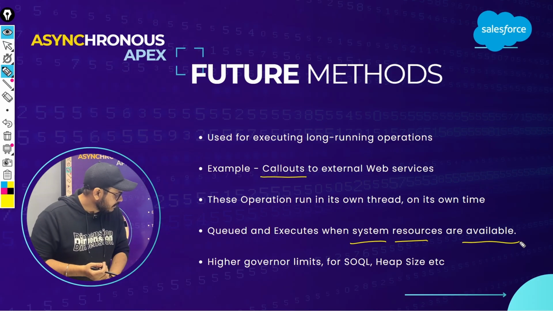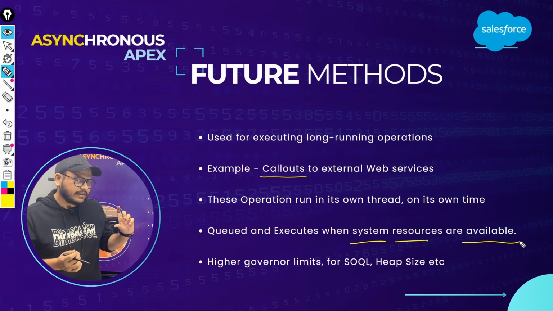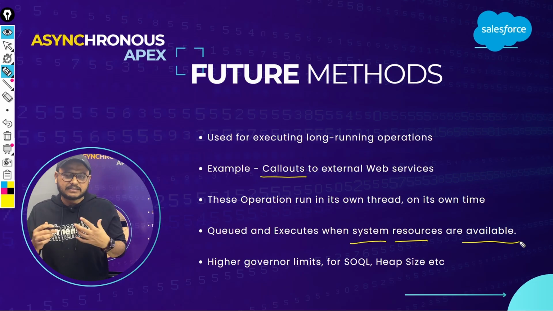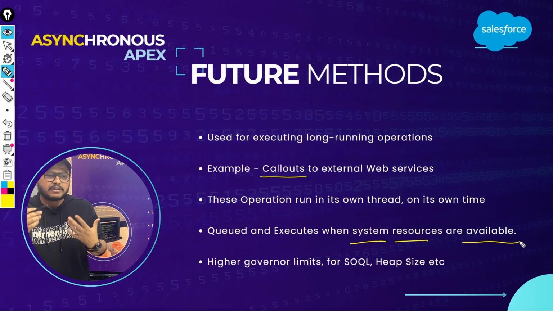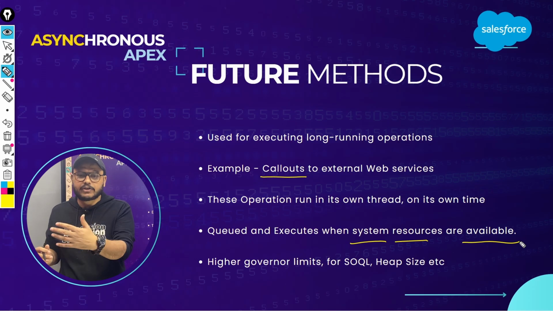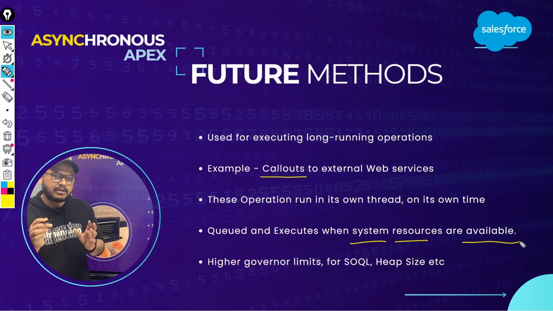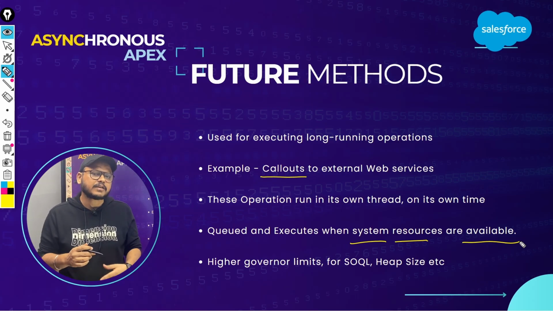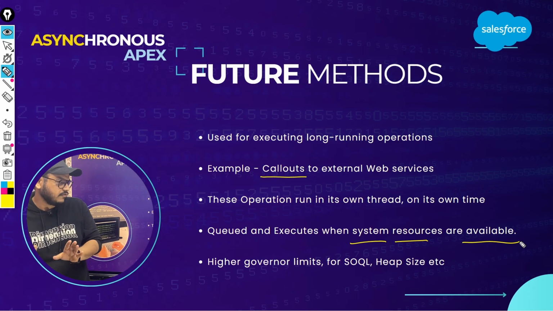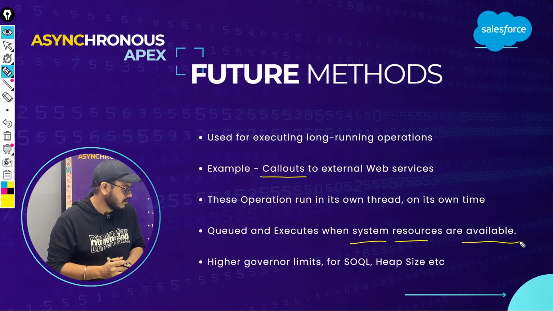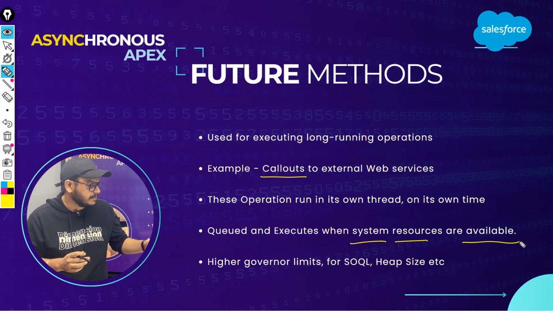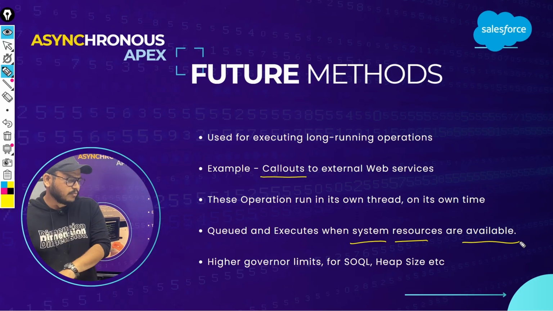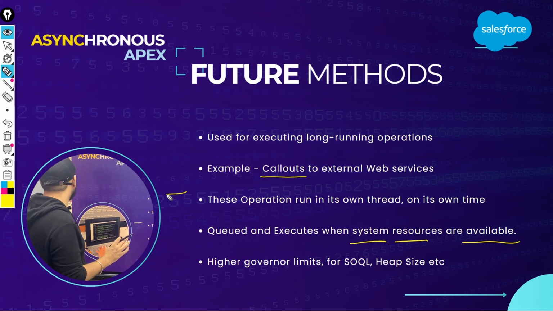Now, another advantage of a future method, or asynchronous Apex in general, is that usually asynchronous Apex gets comparatively higher governor limits. So in Apex, everything is controlled by governor limits. For everything, there is a governor limit which is defined by Salesforce. Comparatively, the governor limits for asynchronous Apex are higher for some of the governor limits, not for all, but for some, like SOQL queries limits and your heap size, etc. I'll talk about this a little bit more in detail, but later on.